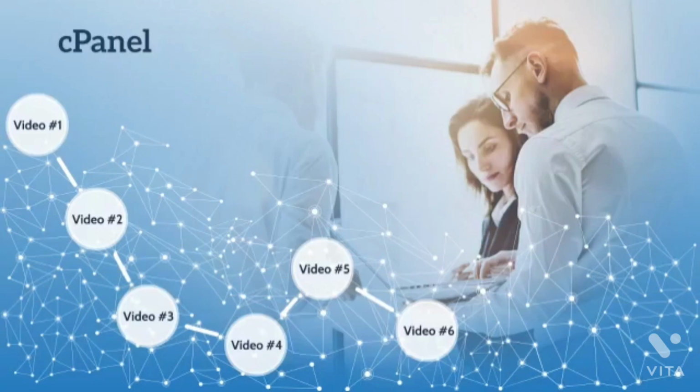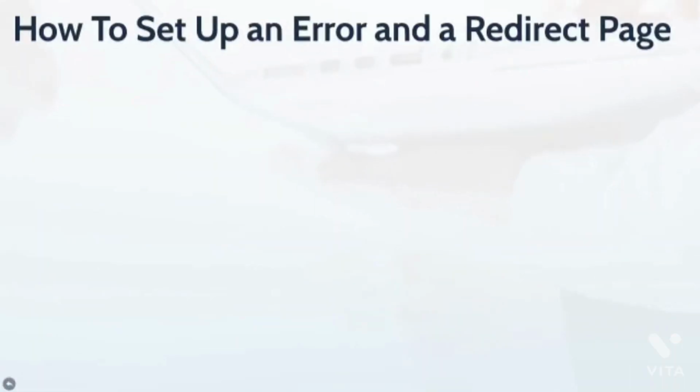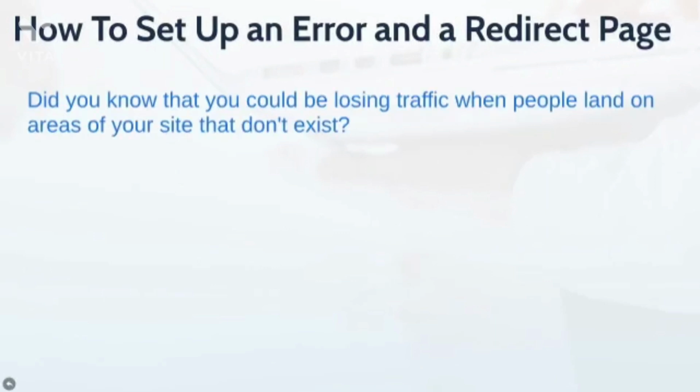Welcome to video number 6, and in this particular video we're going to talk about how to set up an error and redirect page. Did you know that you could be losing traffic when people land on certain areas of your website that don't exist? In other words, over the years of maintaining your website, you'll have pages and elements, videos, zip files, whatever, that will disappear from your website. And over the years they will have been indexed by Google, and if somebody clicks on that through Google and comes to your website, it will lead to what we call a 404 error page.